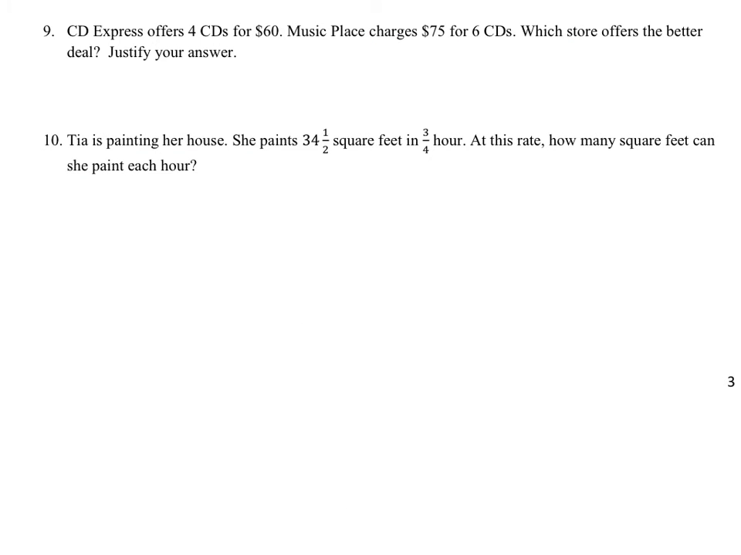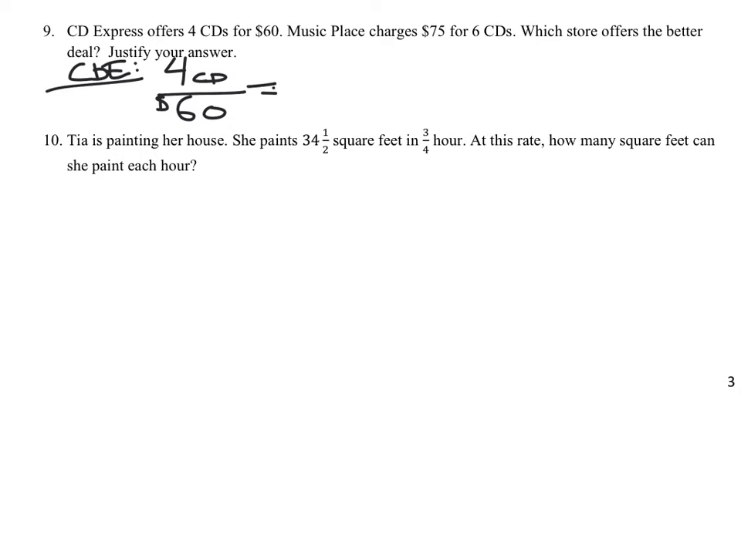Look at 9 and 10. Number 9 shows we've got CD Express, which offers 4 CDs for $60. But then Music Place charges $75 for 6 CDs. Which store offers the better deal? We'll justify that using unit rates. So let's look at CD Express first, which shows we got 4 CDs for $60.